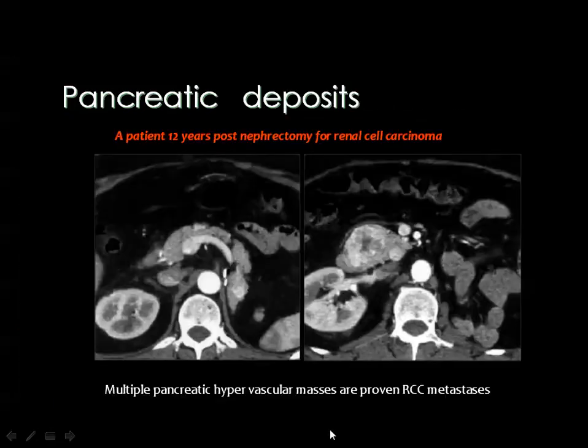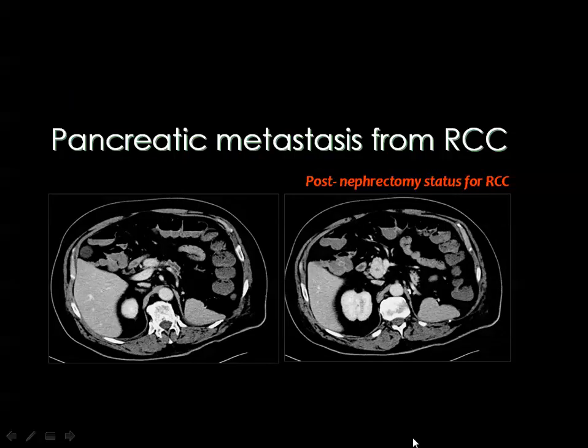Then the pancreas can be the site for metastatic deposits, especially if the patient is known to have a primary malignancy, like in this patient with renal cell carcinoma that has been removed, and you have multiple masses in the head of the pancreas. There is a mass, and in the tail of the pancreas there is another mass, which are heterogeneously enhancing, representing metastatic deposits.